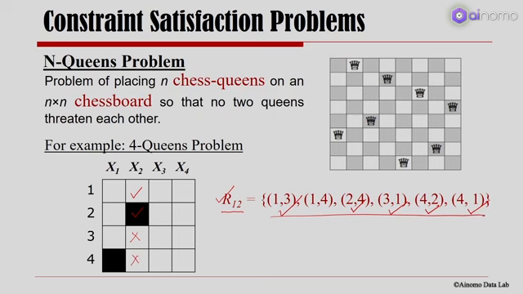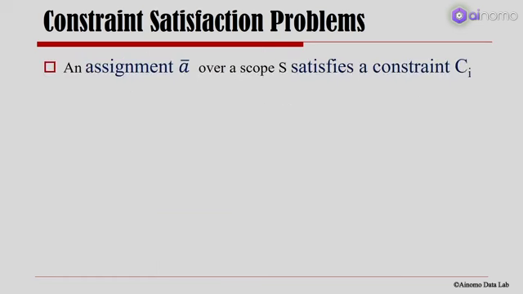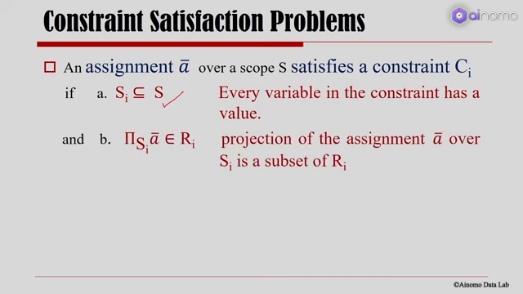Similarly, I could look for values that would be possible between the first and the third, the first and the fourth, the second and the third, the second and the fourth, and the third and the fourth variables of this 4 queens problem. An assignment A bar over a scope S satisfies a constraint C if Si is a subset of S. That means that every variable in the constraint has a value, and a projection of that assignment over this scope is a subset of Ri.